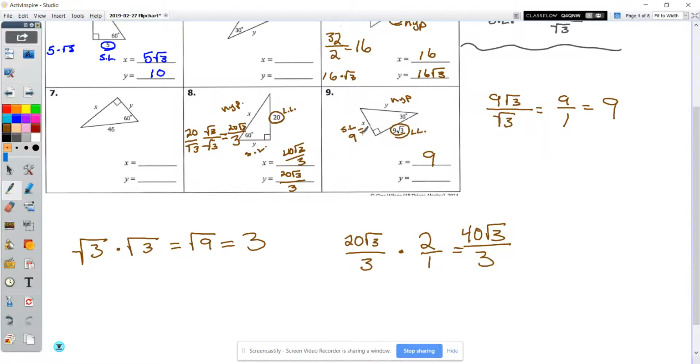And I know the relationship between the short leg and the hypotenuse is the number 2. So that means that I can take this short leg and multiply it by that relationship of 2. 9 times 2 is going to be my hypotenuse. 9 times 2 is 18. So that means that y equals 18.